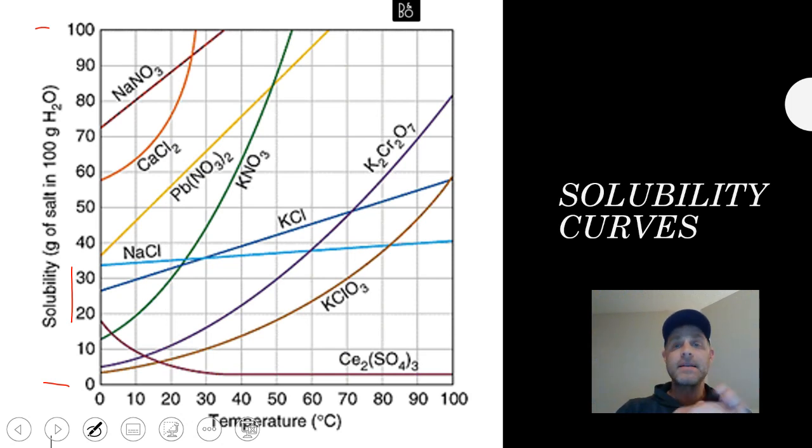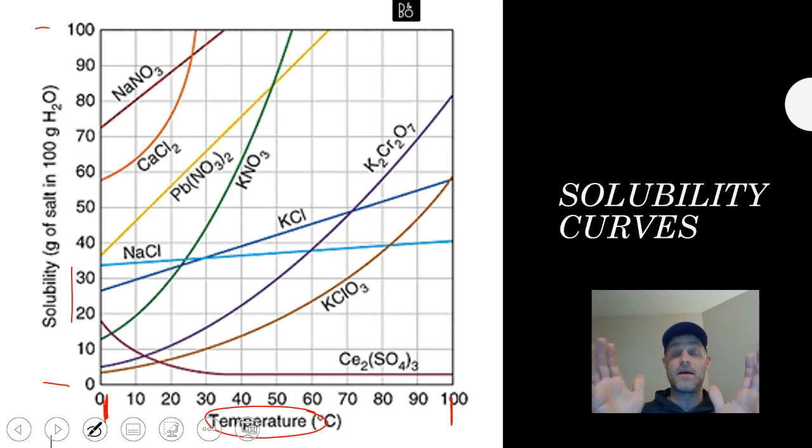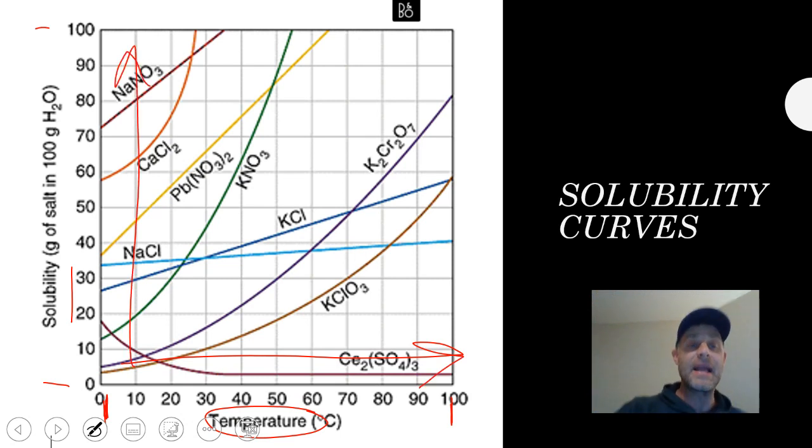Okay. The other axis, the horizontal, the x-axis, it says temperature. So there again, I go from 0 to 100. Now we're dealing with water, so I'm going from freezing 0 to boiling 100. So anytime that water is in the state of liquid, that temperature is represented. So when I move to the right, I'm getting hotter in temperature. When I'm moving up, I can dissolve more of the salt in the water.